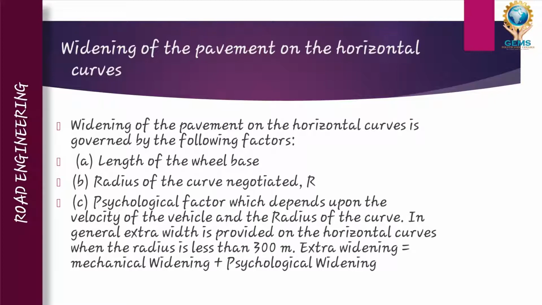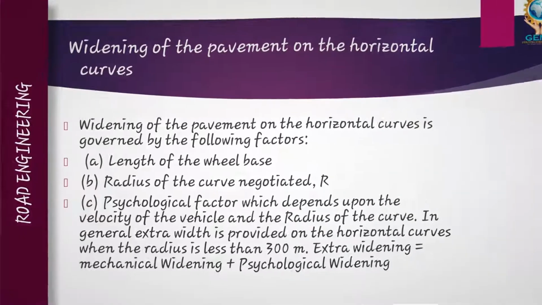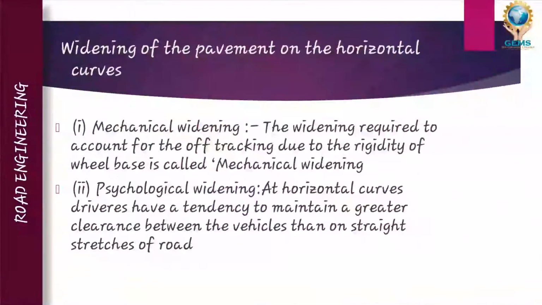Let us see what is mechanical widening and psychological widening. Mechanical widening is the widening required to account for off-tracking due to the rigidity of the wheel base. It is called mechanical widening because when a vehicle is moving in a circular path, the vehicle wheels can move only at a fixed position.